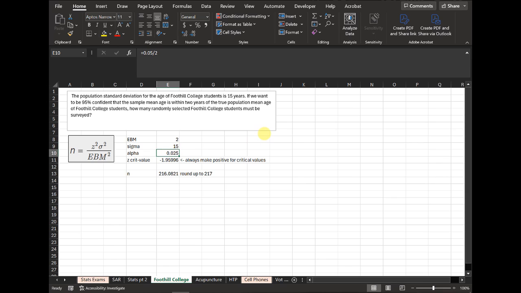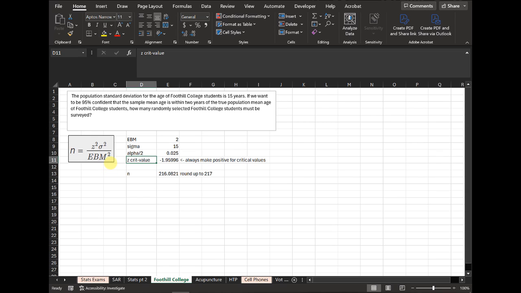So that's talking about our alpha value. And remember, you always take your alpha divided by 2. So maybe I should really call this alpha divided by 2, sorry. And so from this, we can get to our critical value. Once you have these pieces of information, you just use this formula here to compute the size of n that you need.